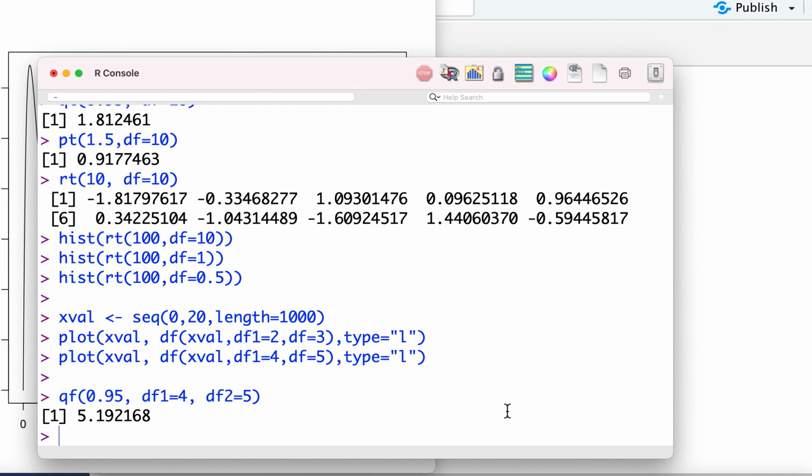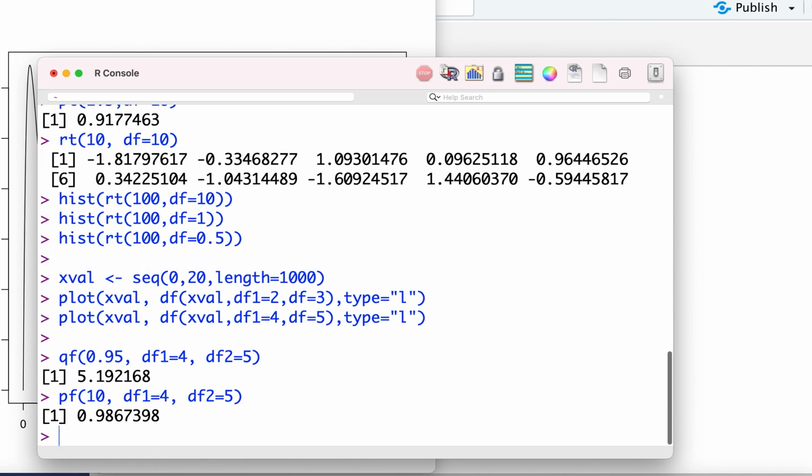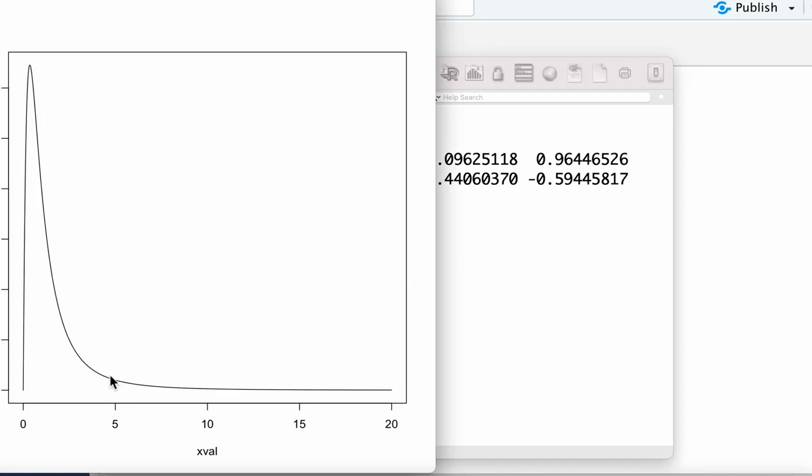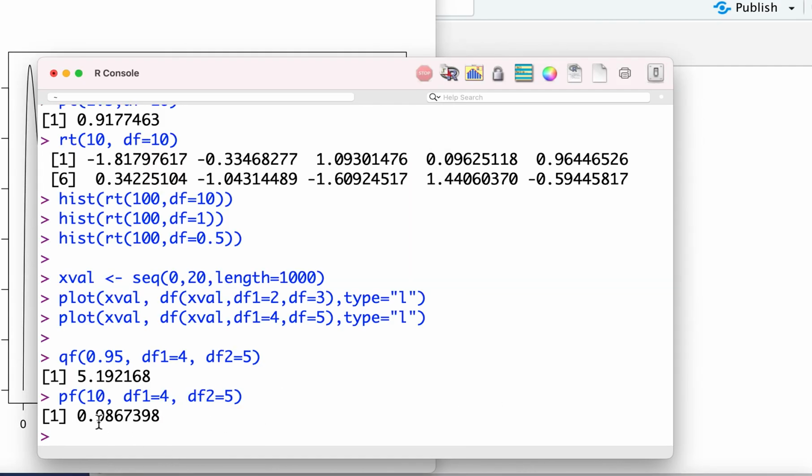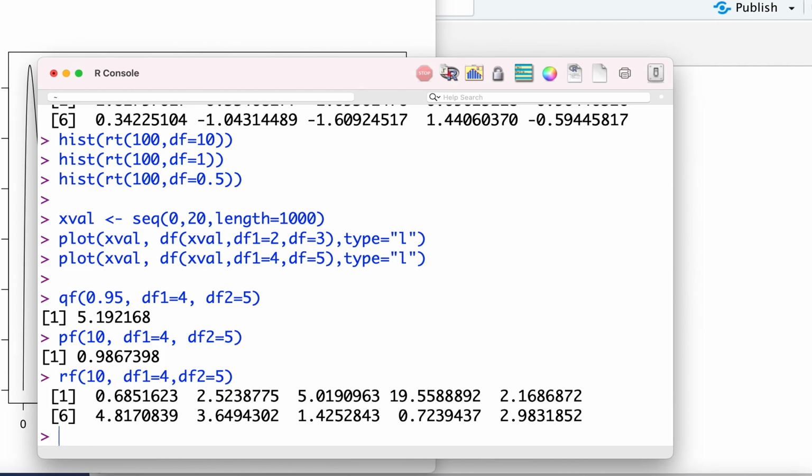What if we want to switch that around and get the probability of being less than 10 for that F distribution? So here, the probability of being less than 10 is 0.98673. And if I want to simulate some F values, I can do 10 of those, for instance, easily. There we go. All right, that's it.